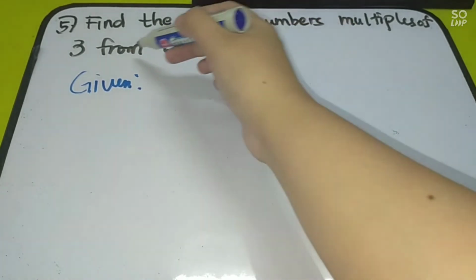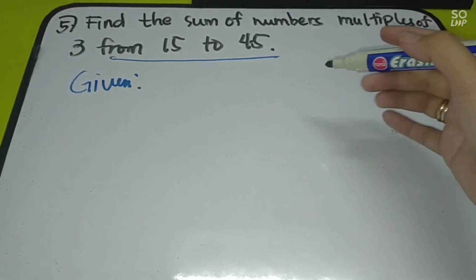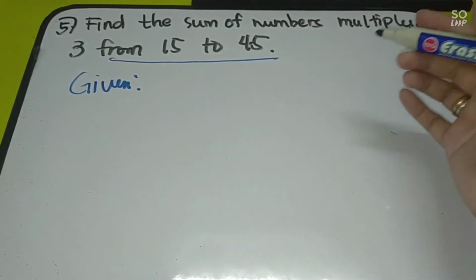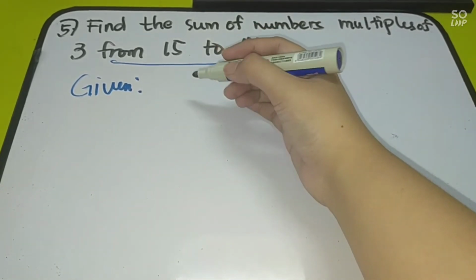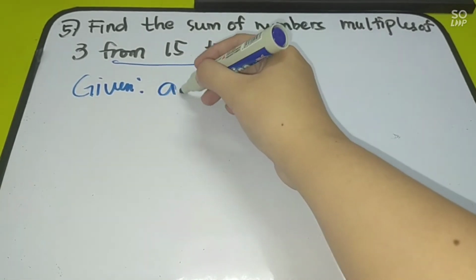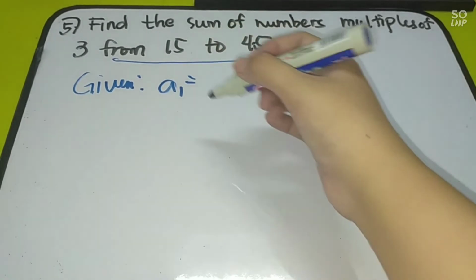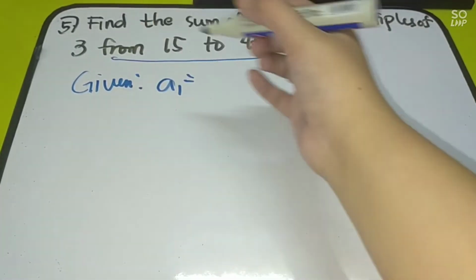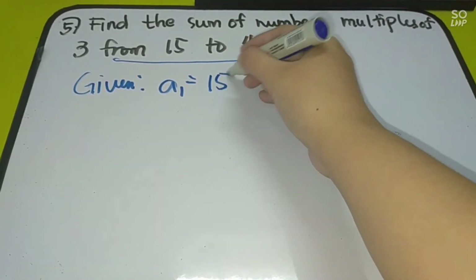Basta meron kang from to 2, pwede mong kuhanin si first term at saka si last term. So, we have here your first term. Obviously, ang first term mo is 15, kasi si 15, you can divide 15 by 3. So, that is your first term.